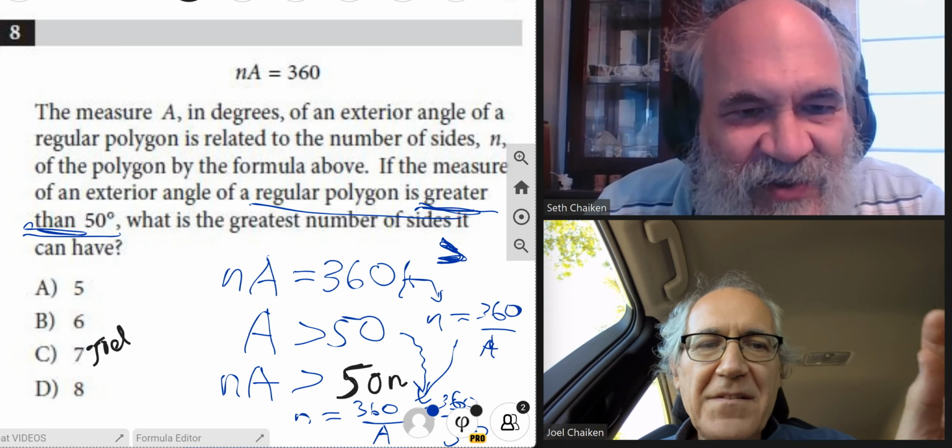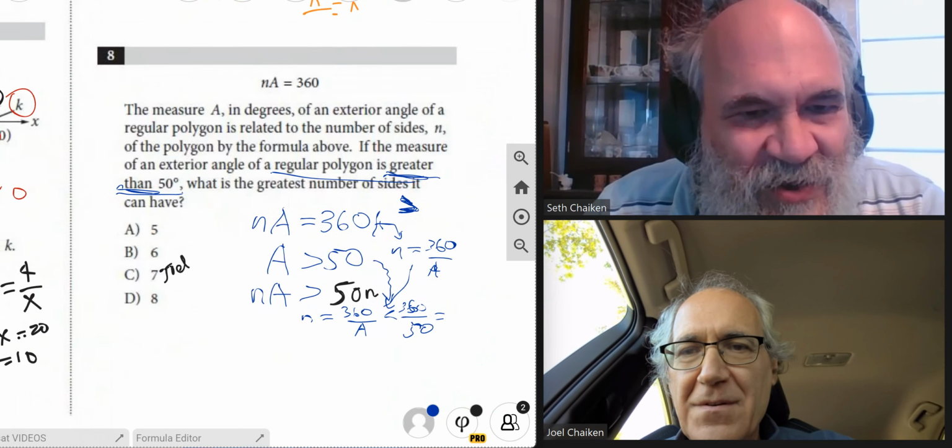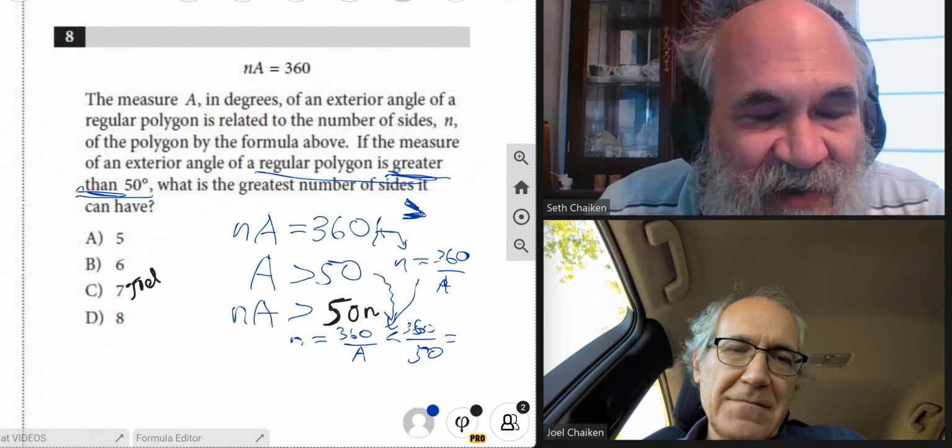When Joel calculated, time out. I have to move the screen. I know you're going to hate me, but I have to move the screen. Okay, good. That is 30.